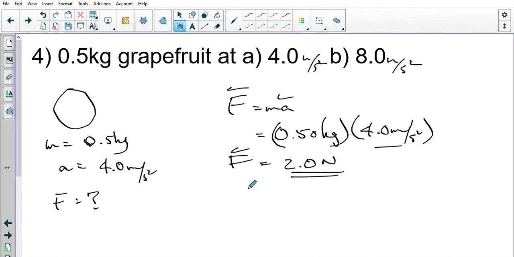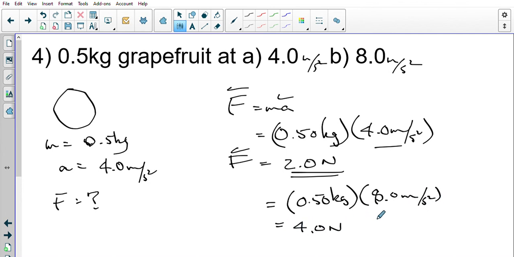meters per second squared. Likewise, if we put in for B, the 8, we're going to have 0.50 kilograms, and it's accelerating at 8 meters per second squared, and that's going to be equal to 4.0 newtons. We've doubled the acceleration. We're going to double the required force.